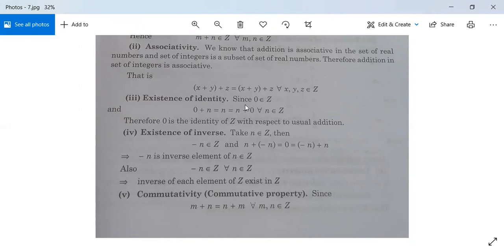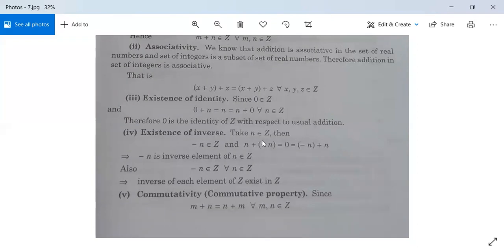Next, existence of identity. Since 0 belongs to the set of integers and 0 plus n is equal to n, which is equal to n plus 0 for all n in Z. Therefore, this 0 is the identity of Z with respect to usual addition. Or you can call this 0 the additive identity of Z.